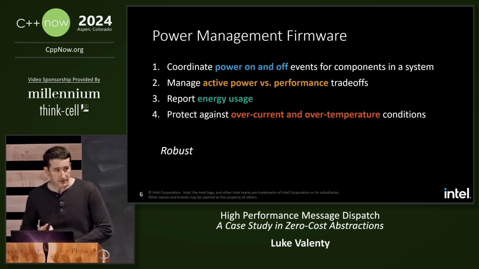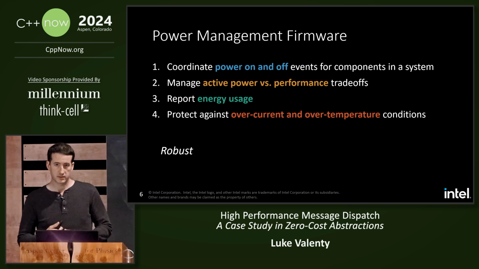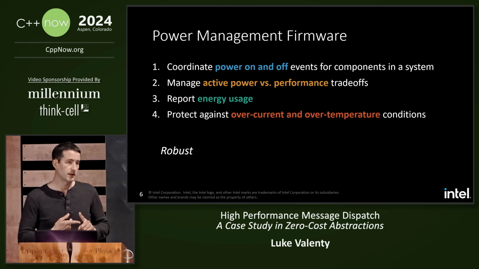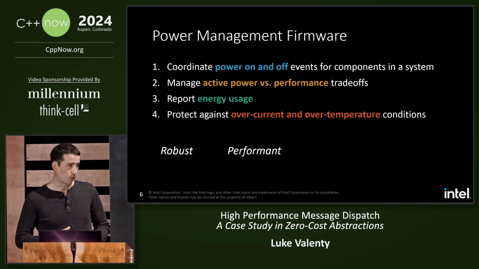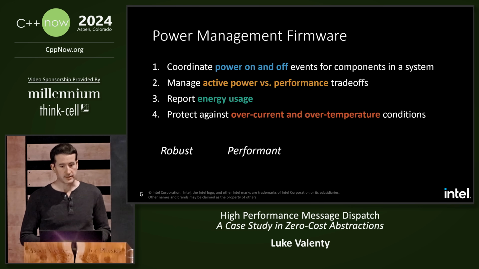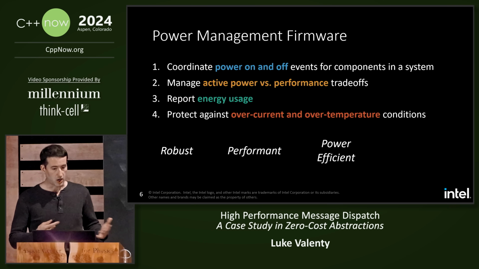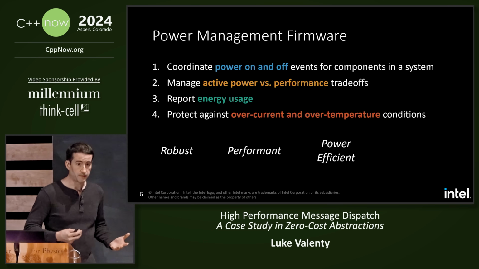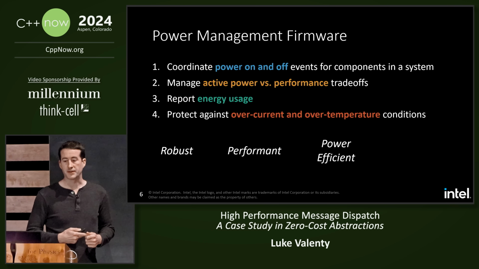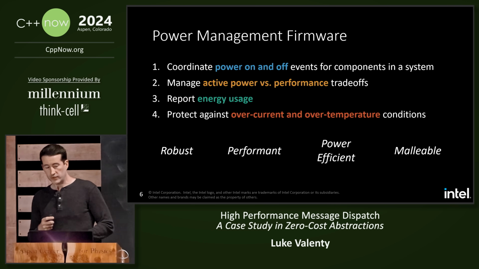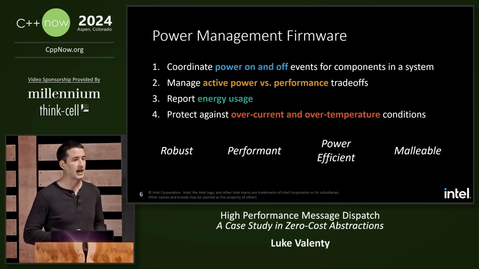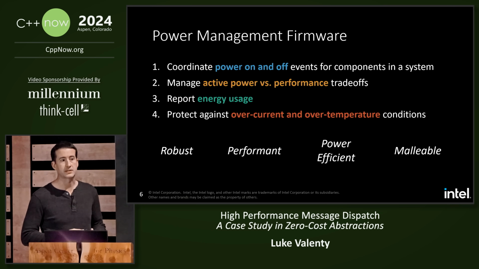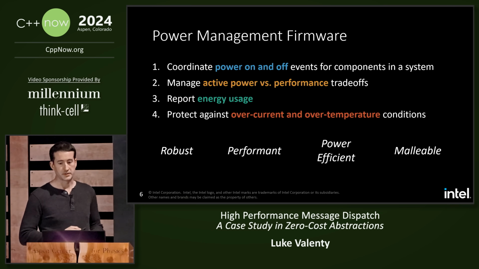Our firmware has to be robust. Nothing turns on without it. It's like the very first thing that needs to get exercised when we get our first silicon back. It needs to be performant. The faster we can respond to events, the better power management we can have, actually lower battery usage. Our hardware itself on the chip needs to be power efficient, and that constrains us. And really, really importantly, we need to be highly malleable, and we need to adapt to new product requirements and new products every single year.